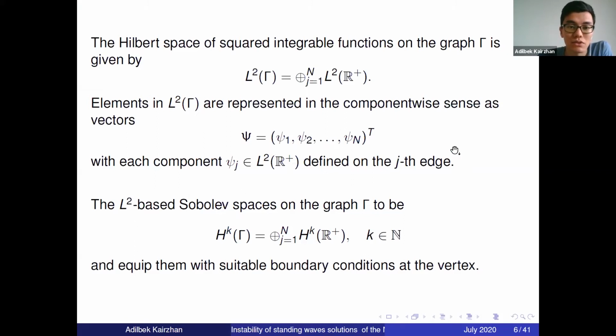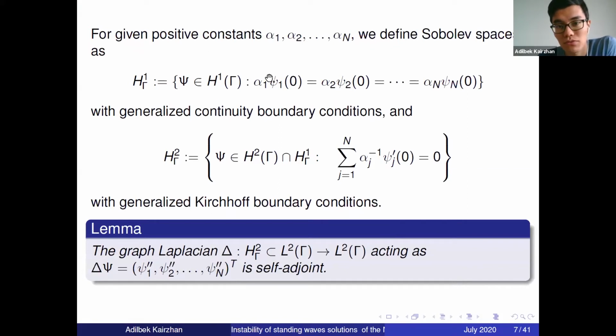In a similar way, you can define Sobolev spaces. But moreover, we equip each of these Sobolev spaces with suitable boundary conditions. So for example, for the weaker space, we just equip it with the generalized continuity condition of this type. And then for the H2 space, we also add the generalized flux condition, and these two conditions give us generalized Kirchhoff boundary conditions. And the good thing about these boundary conditions is that the graph Laplacian, which is defined as acting on psi as a second derivative in each of the components, is a self-adjoint operator.